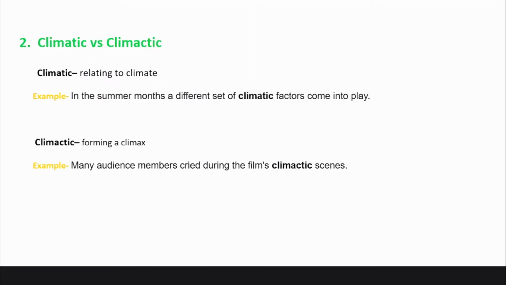Let's look at a second pair, climatic and climactic. Climatic, meaning relating to climate. Let's look at the example. In the summer months, a different set of climatic factors come into play. Climactic, meaning forming a climax. Let's look at the example. Many audience members cry during the film's climactic scenes.